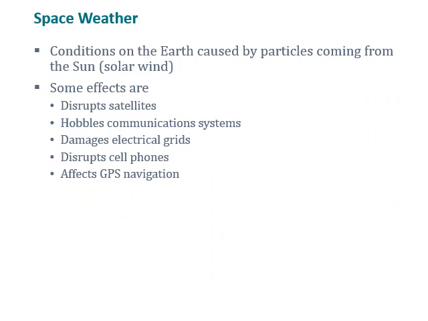Space weather is a recently coined term that describes conditions on Earth caused by particles coming from the sun, or the solar wind. Some effects are the disruption of satellite systems, hobbling communication systems, damage to electrical grids, disruptions to cell phones, or affecting GPS navigation.